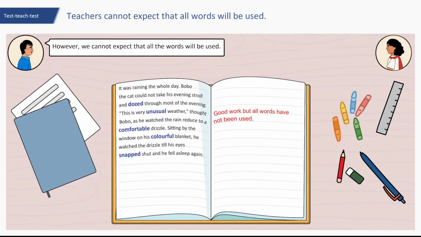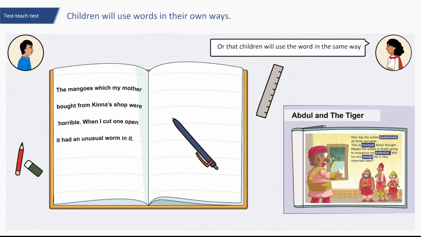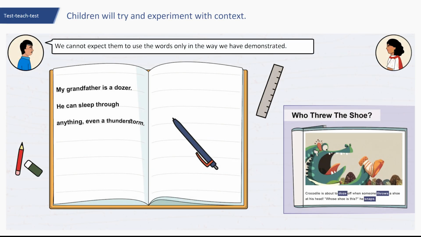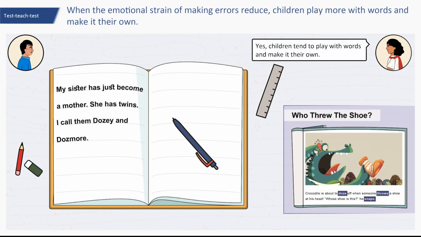However, we cannot expect that all the words will be used. Or that children will use the word in the same way. We cannot expect them to use the words only in the way we have demonstrated. Yes, children tend to play with words and make it their own.